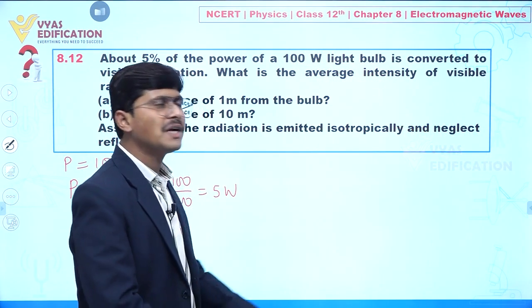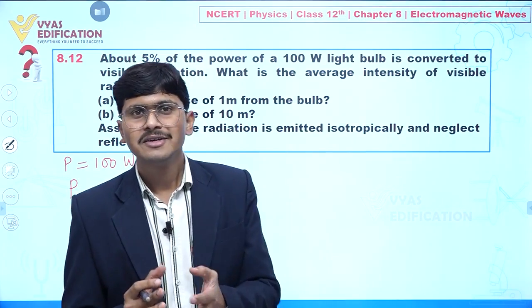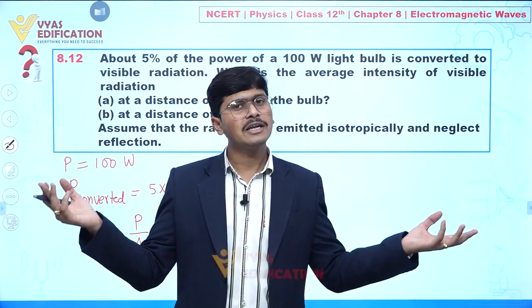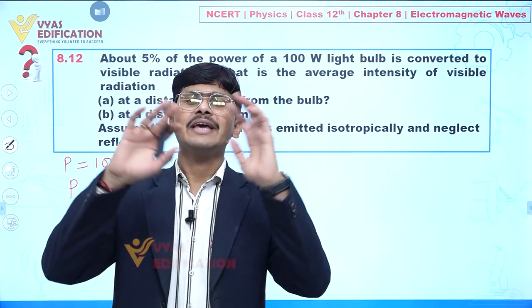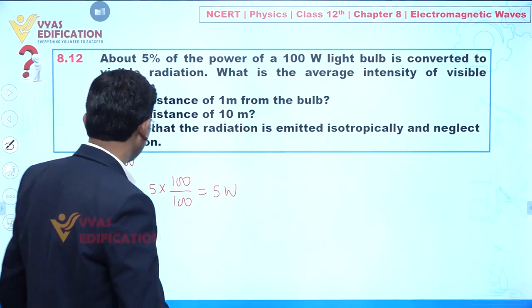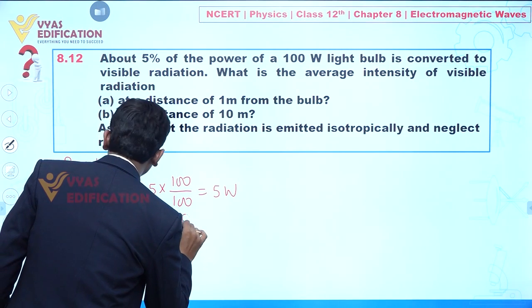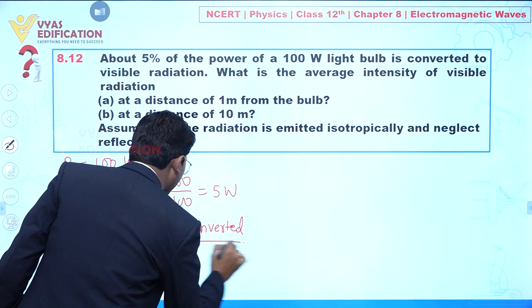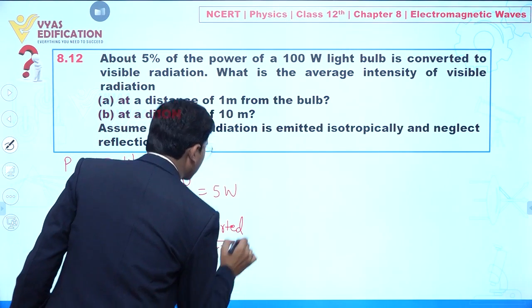Clear, and because we are talking about a bulb, clear. So in a bulb, light is spread out equally in every direction, so we can say this area is a spherical one, clear. So from here you can see we write here intensity is P converted divided by 4 pi r square, clear.